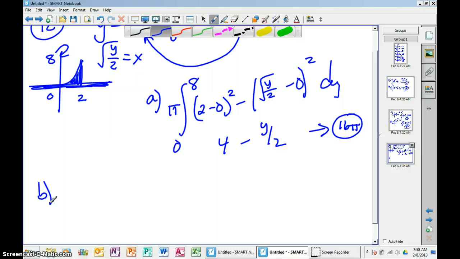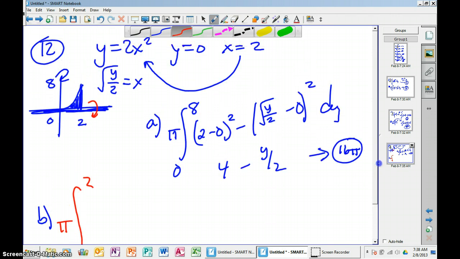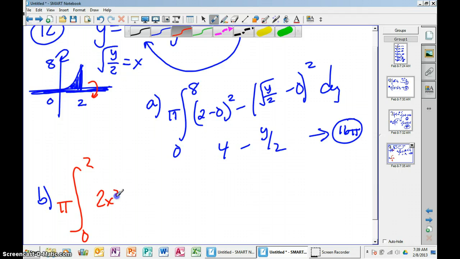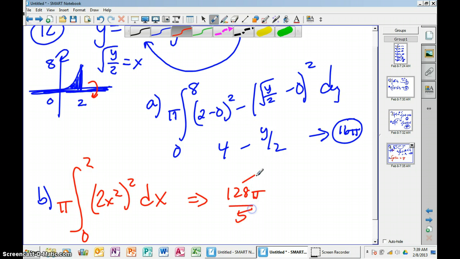Part B says the x-axis. So part B means I'm going this way. So that's a disk, all right? I'm going around the x-axis, so it's going to be 0 to 2. The pi is here, and it's going to be just the function. So the function is 2x squared, quantity squared, dx. When the smoke clears on that part B, you're going to get 128 pi over 5.